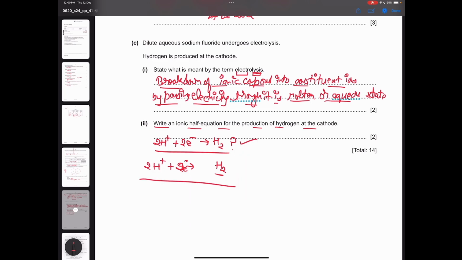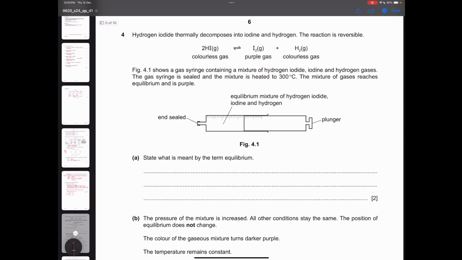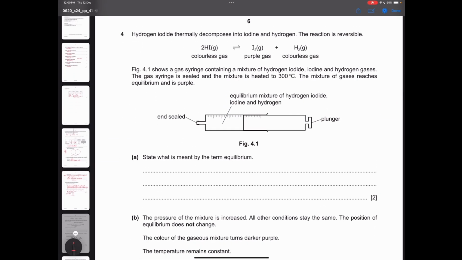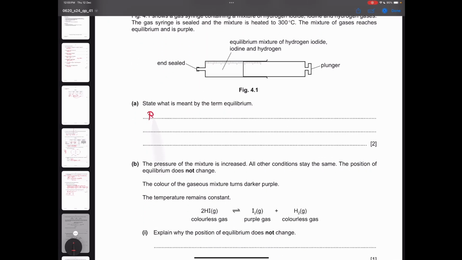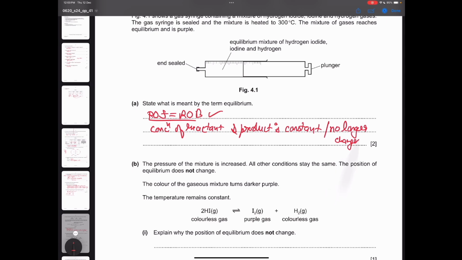Alright, now question number 4, it's an equilibrium question. Color is given. Let's start with the first question. State what is meant by the term equilibrium. We know that rate of forward reaction is equal to rate of backward reaction. Do not write in short form like me, write properly. Then the second statement will be concentration of reactant and product is constant. Or you can also mention no longer changing, totally your choice. It means the same thing ultimately. No longer changing or constant is ultimately the same thing.